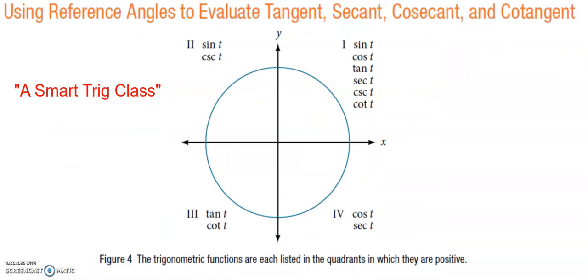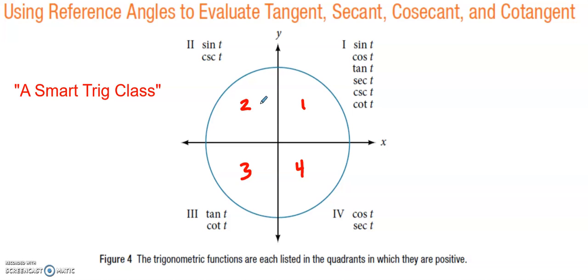Using reference angles to evaluate tangent, cosecant, cotangent. Before we get into this, this diagram just shows you the quadrants. So this is quadrant 1, quadrant 2, quadrant 3, quadrant 4. Make sure you know your quadrants, 1, 2, 3, 4. They go counterclockwise around the unit circle, starting with quadrant 1.